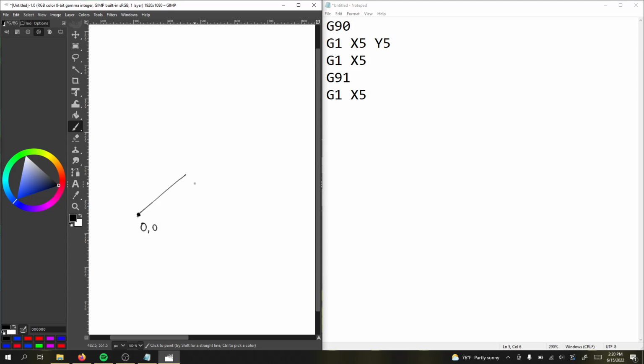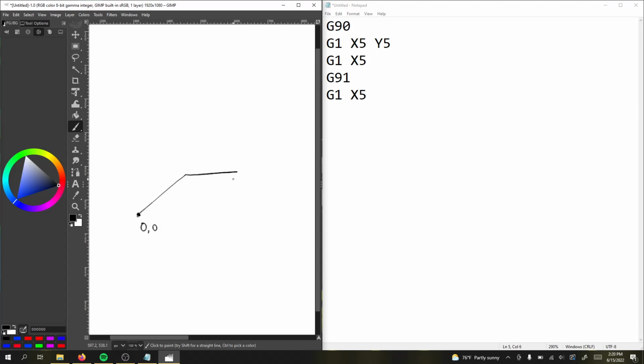But then we do G91. G91 is relative positioning. So it says, move relative to wherever you are currently at. And so here we've got G1, X5. So now this is no longer the coordinate 5, this is the displacement 5, saying move 5 units in X no matter what. So that looks something like this, right?